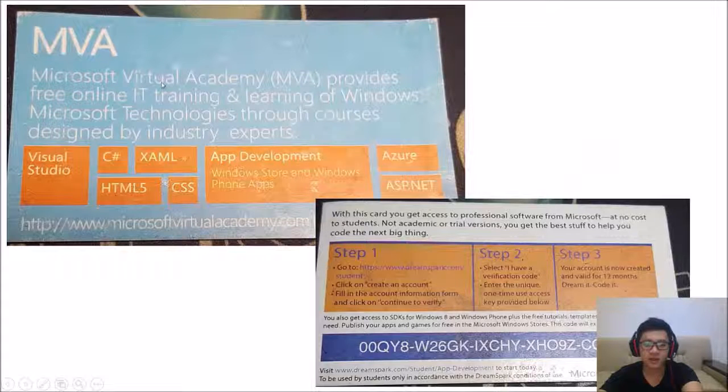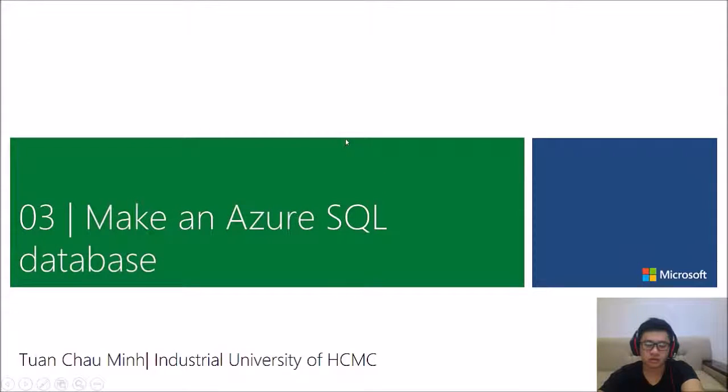As you can see, this is the Microsoft Dreamspark asset code that I got in a Microsoft workshop. Of course, this code has expired. So let's go to step 3.